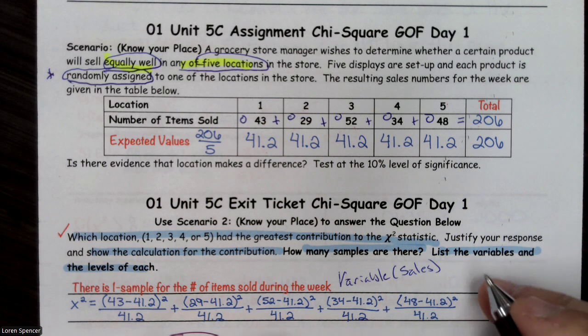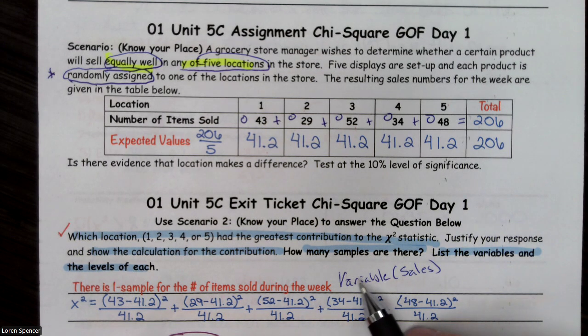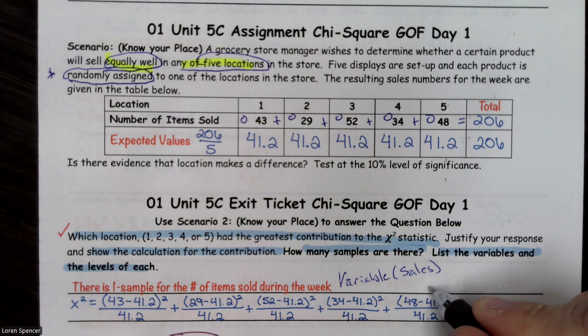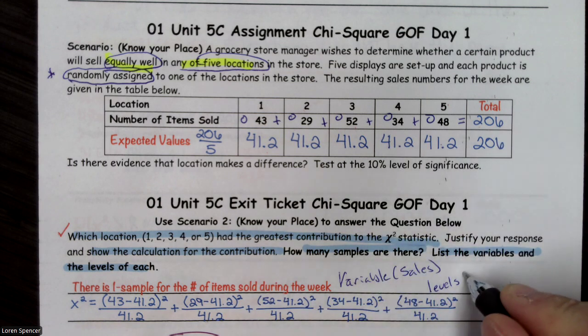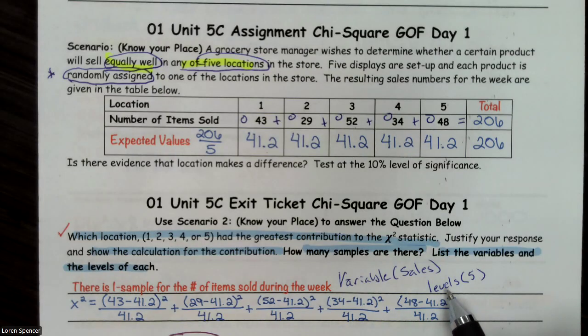That's our variable. Then it asks for the number of levels. Well, the number of levels would be the number of locations, and we had one, two, three, four, five locations. So the number of levels in this case is five. So the variable is sales and the number of levels is five.